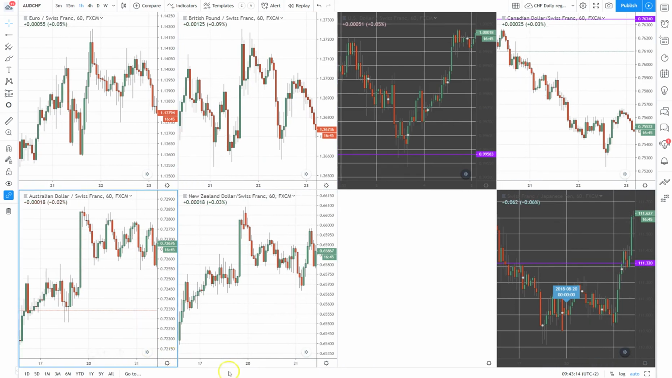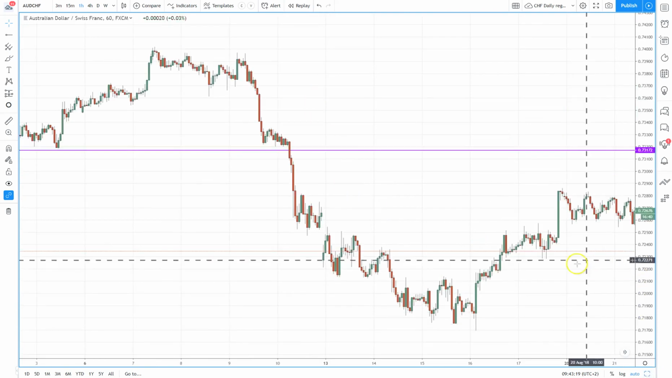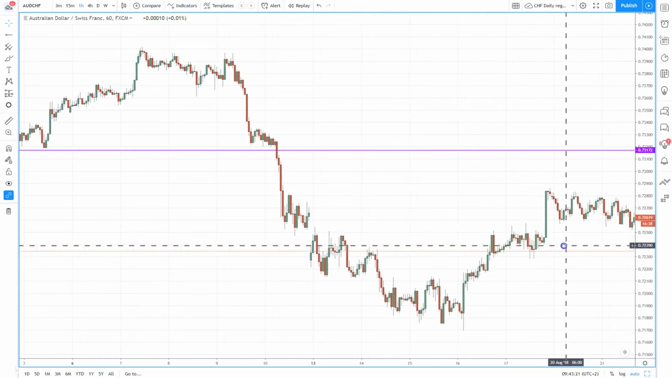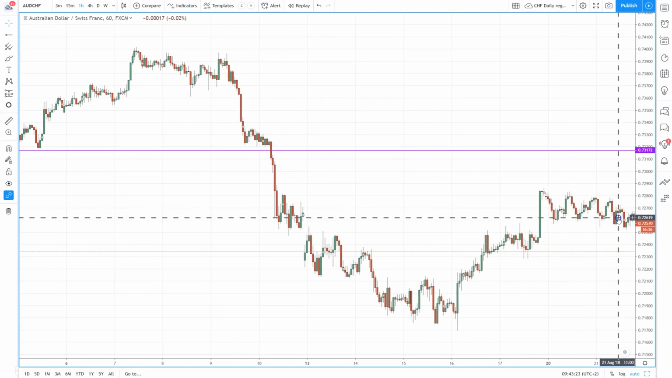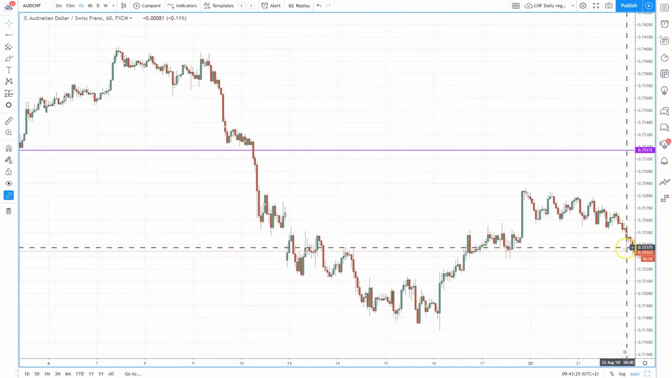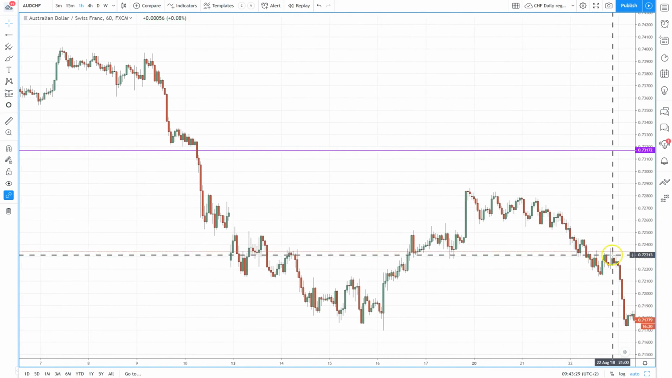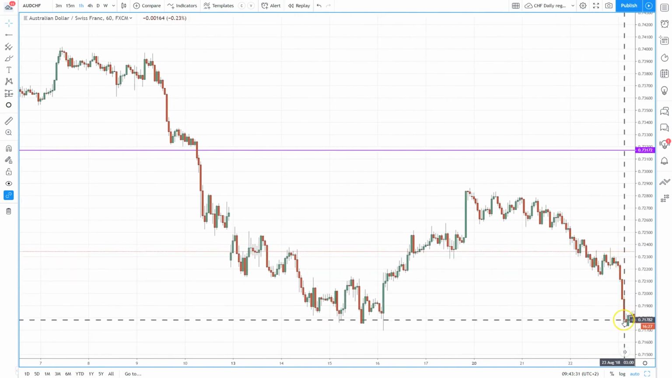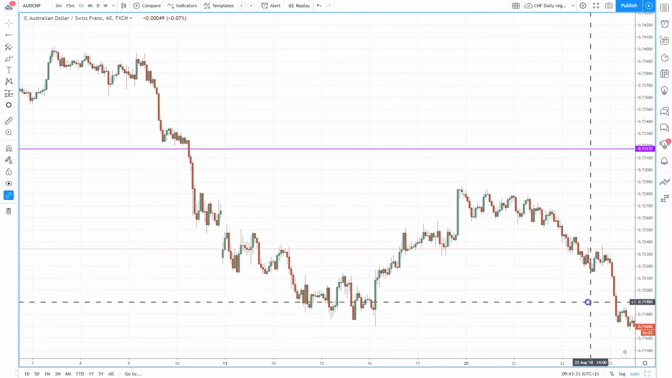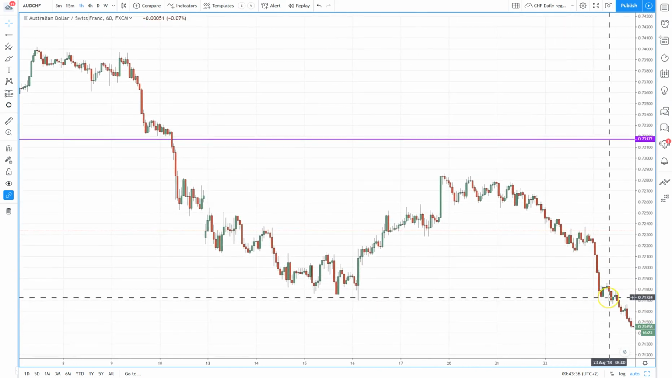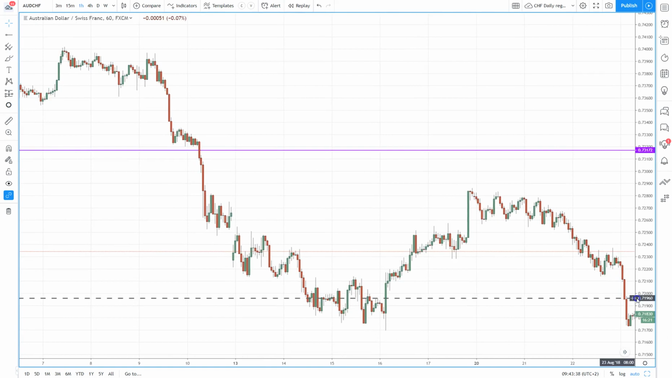Aussie Swiss franc. So look at that one. Pullback coming in. Buyers doing their job, holding. Not much happening here. Sellers coming back potentially. Grinding on the way down. Oh wow, these sellers are strong too. Was this enough buyers for the sells to happen? Quite surprising.